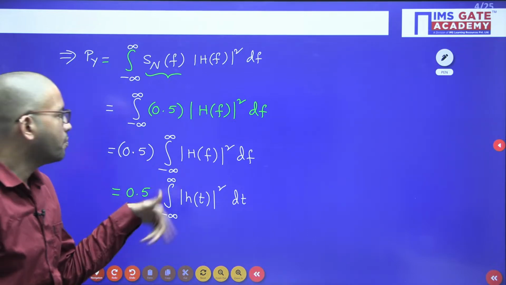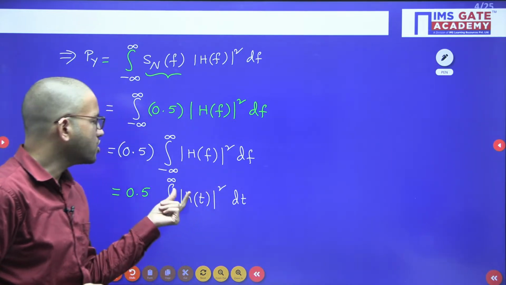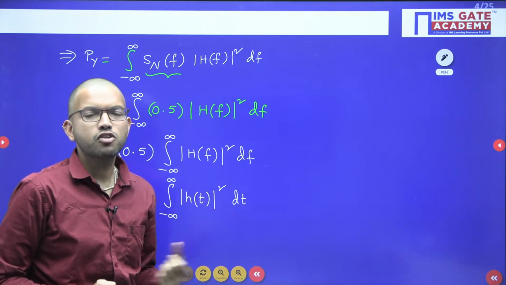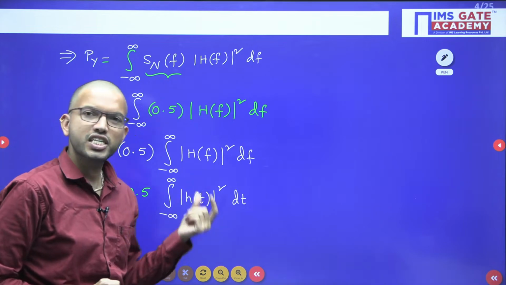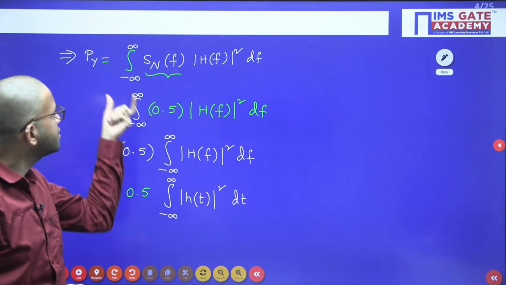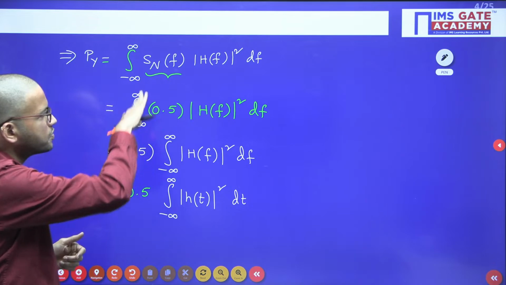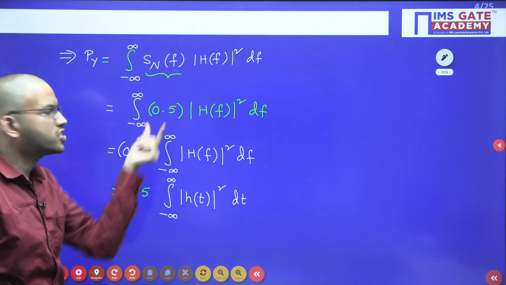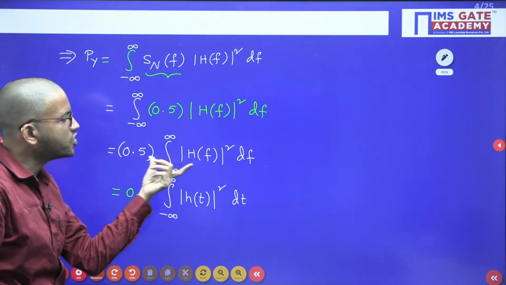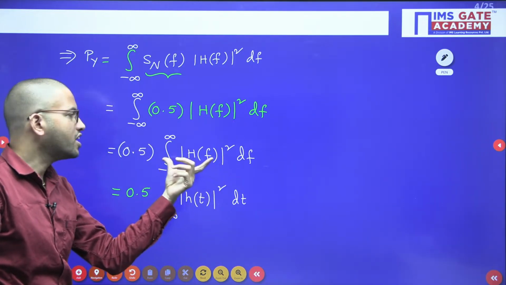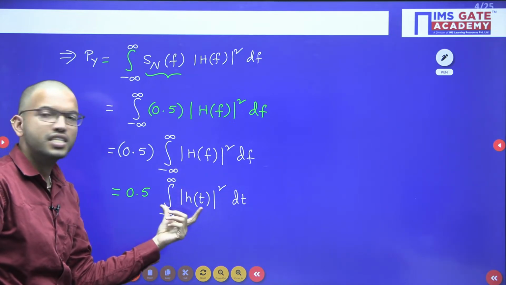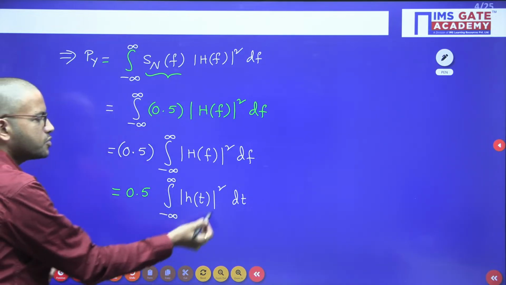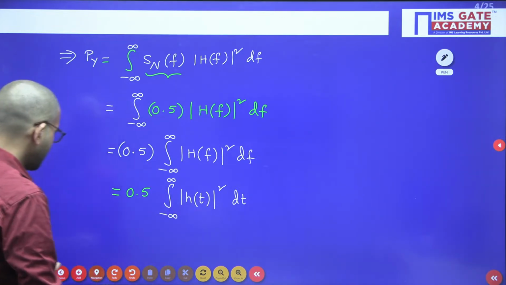That is the reason I mentioned that in this particular question they have given only the impulse response. If they ask to calculate the output power spectral density, definitely you have to apply the Fourier transform. But here they are asking for the output power, so we have to perform integration. The input power spectral density is a constant, so we kept it outside the integral. After that you get a relation like this, which you can represent in the time domain by using Parseval's relation. Now you can substitute whatever h of t they have given in the question.